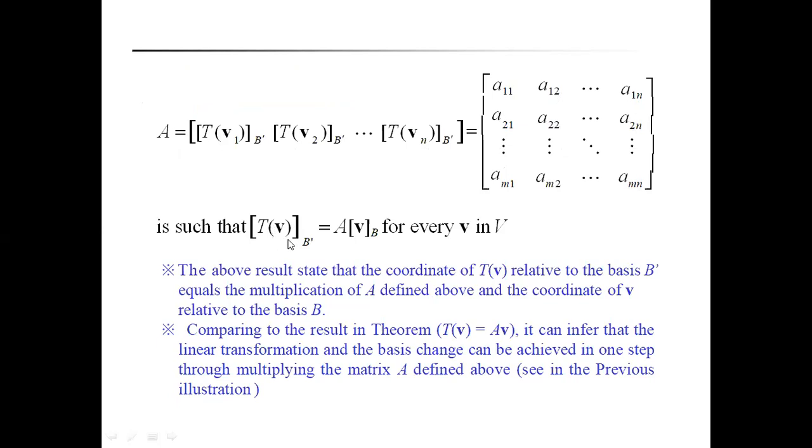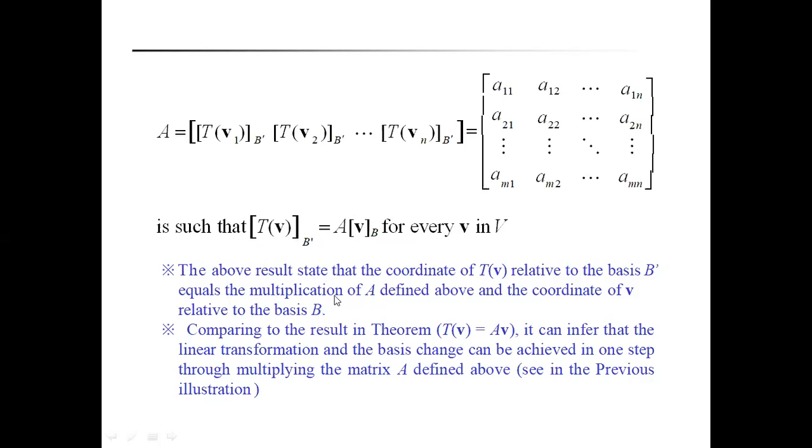Such that the coordinate matrix of T(v) relative to the basis B' is equal to A into the coordinate matrix of v relative to the basis B, for every v in V. This is the formula for the transition matrix from a basis B to B'. This is the way A is called the matrix of T relative to the bases B and B'. This is the main formula you have to remember: [T(v)]B' equals A times [v]B for every v in V.